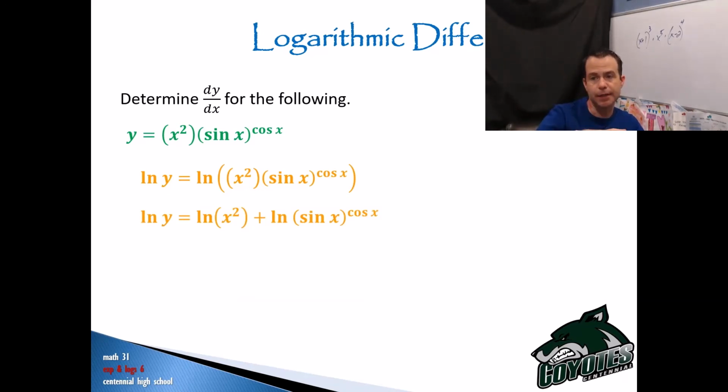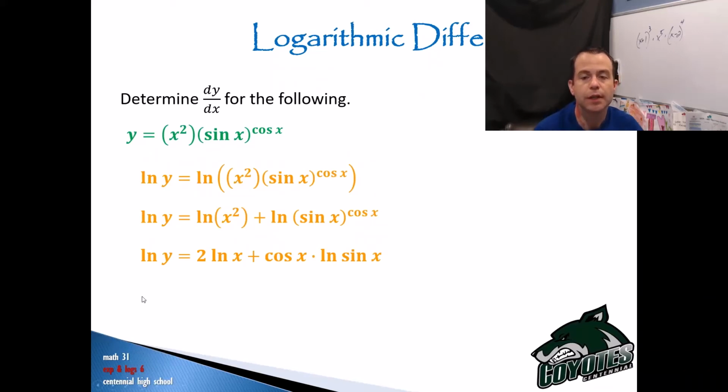Now I'm going to take my exponents. I'm going to use that log power law, move them to the front. So that would be ln y equals 2 ln x plus, and then this moved to the front. So that was cos x times ln sine x. Now I'm ready to differentiate.